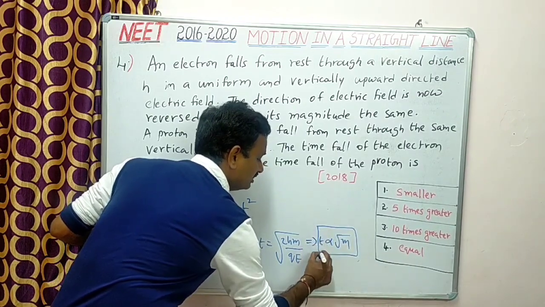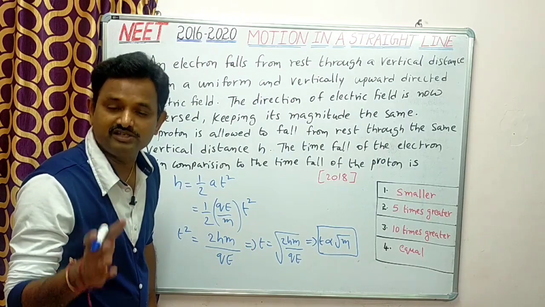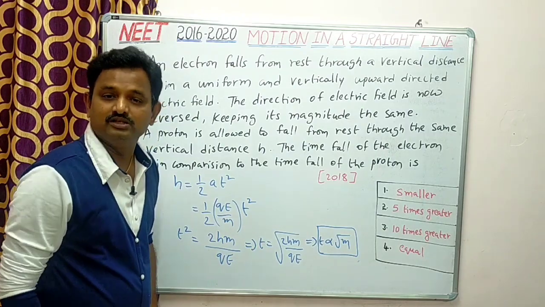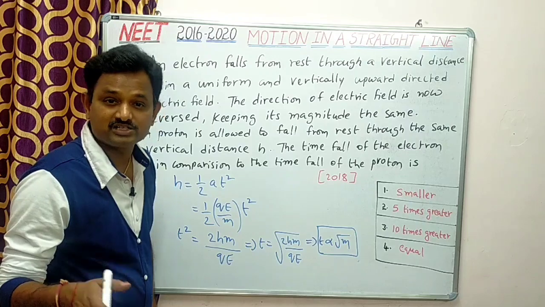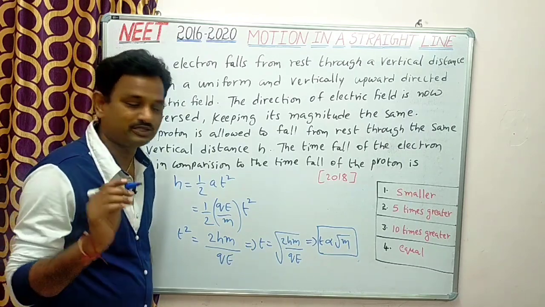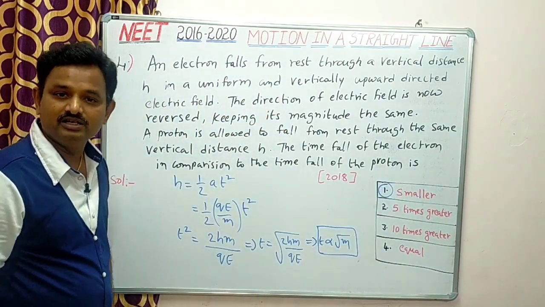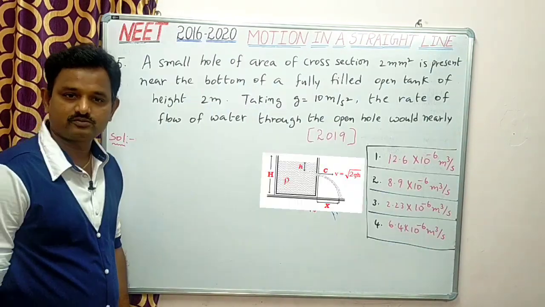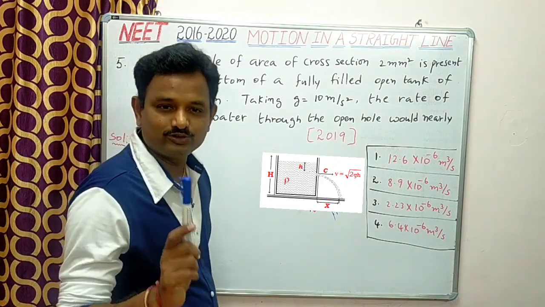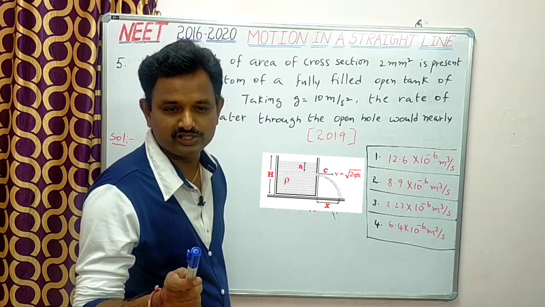That means here the electron mass is less than the proton. So the electron will take a smaller time to reach the destination. So option 1 is the answer. Next we will go for 2019. Students, in 2019 we got one MCQ in motion in a straight line.